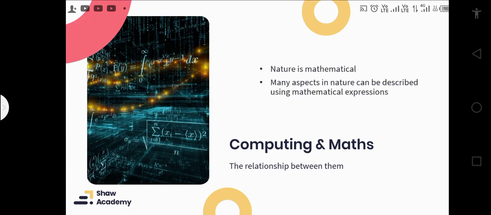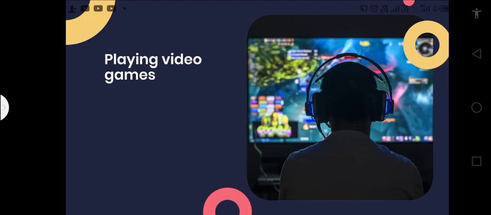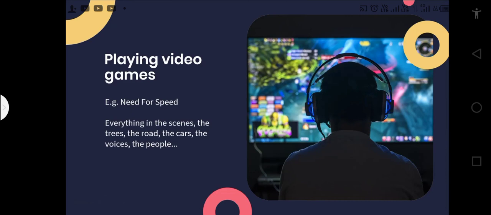A lot of things in nature can be described using mathematical expressions. Arguably, the most popular is the Fibonacci sequence. In Module 2, we are going to look at this in detail and see if it really works. To get a good picture of how wildly accurate this claim is, think of the last time you played a computer game, say Need for Speed. Everything in the scenes, the trees, the road, the cars, the voices, the people, everything is a mathematical expression. Mind-blowing, isn't it? As you progress with computer science, you can take up a course such as game development to get a picture of how this works.